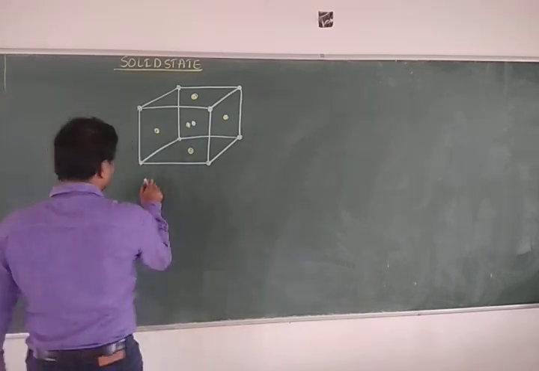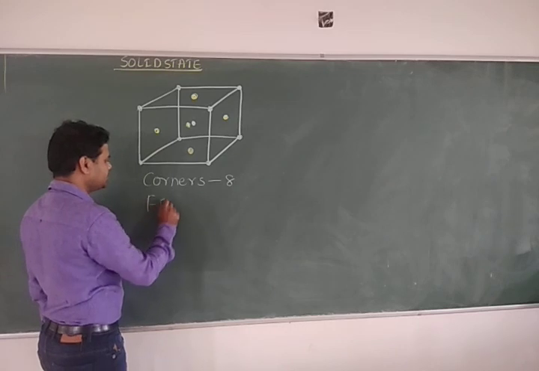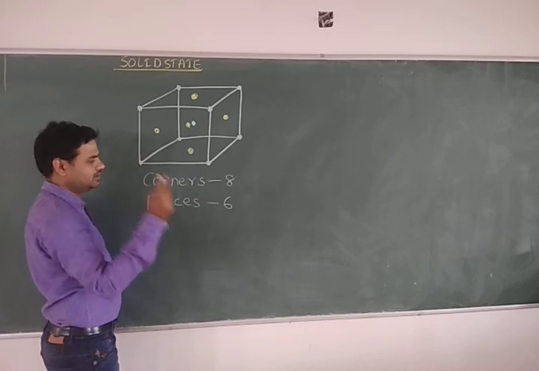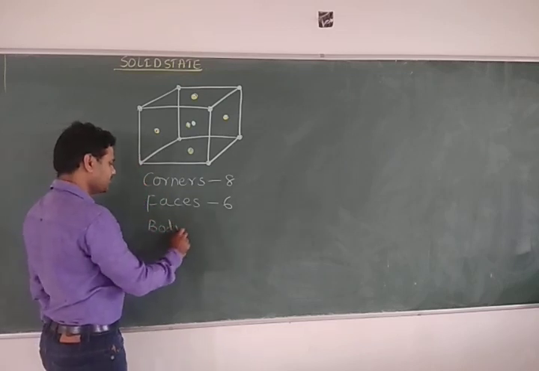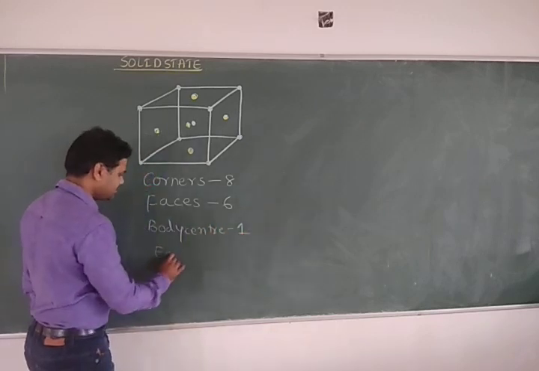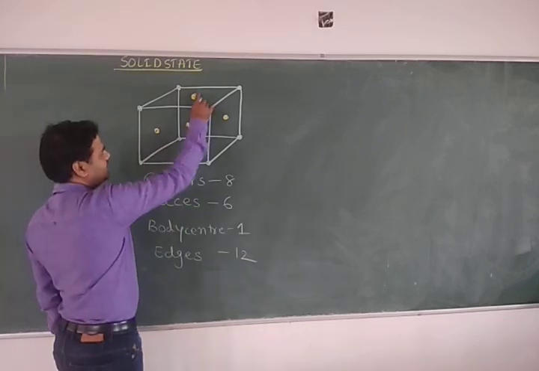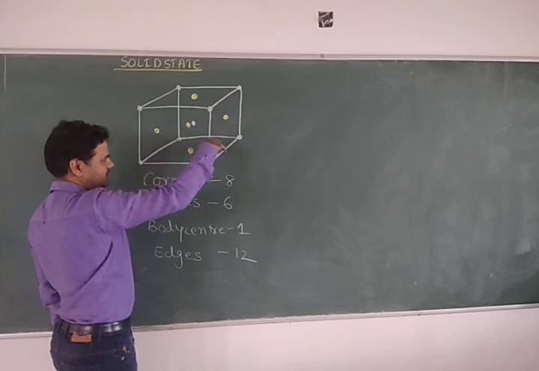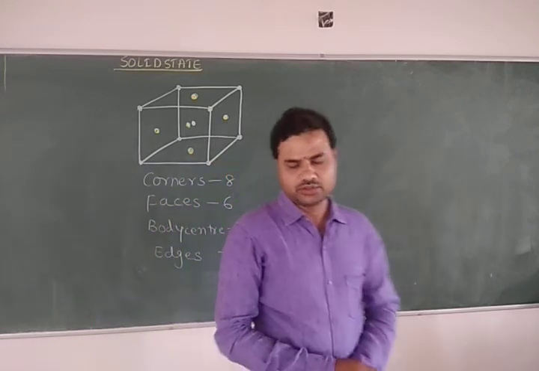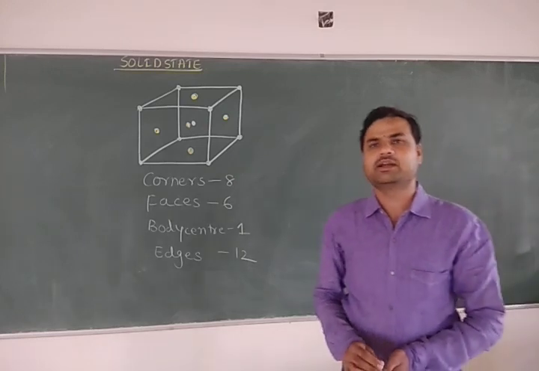And how many edges are there? I am writing here: corners are 8 and faces are 6. Body center, how many? The center of the body is always 1. Therefore for any unit cell, only 1 body center. And edges are 12. Like this 1, 2, 3, 4, 5, 6, 7, 8 like that. If we count, the total number of edges is 12.